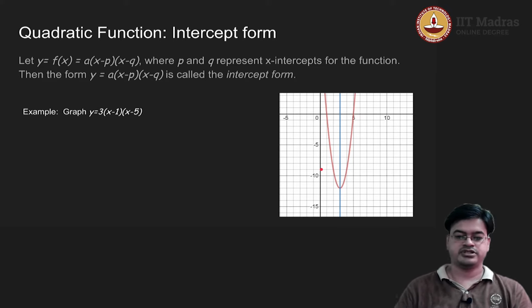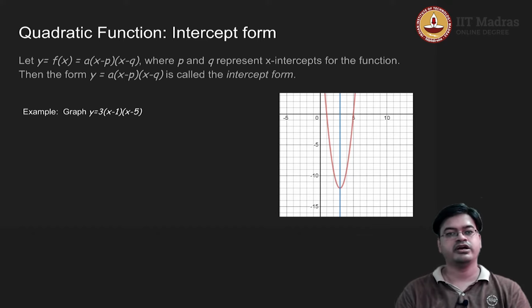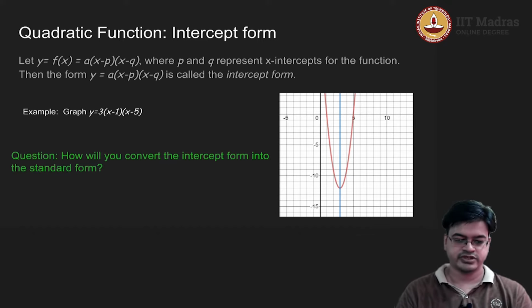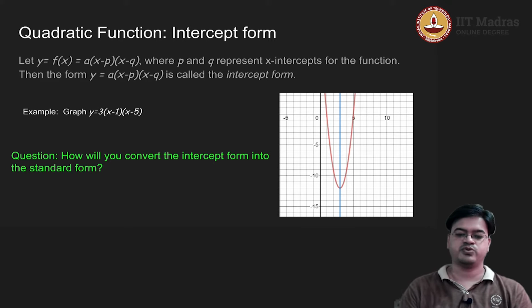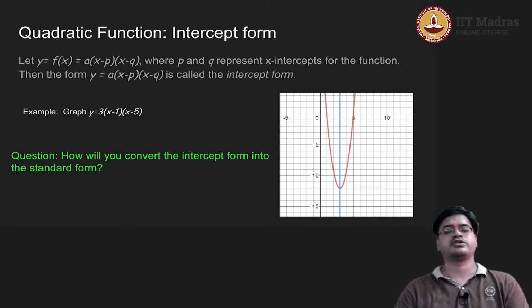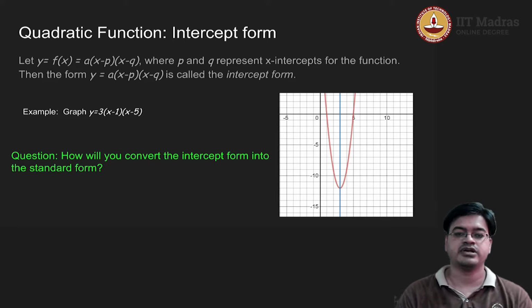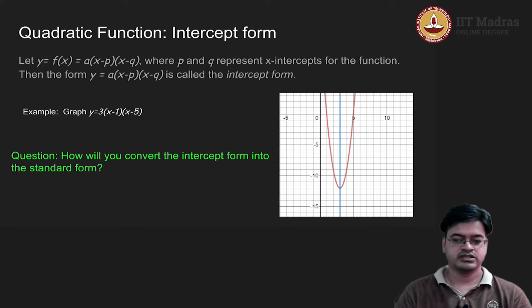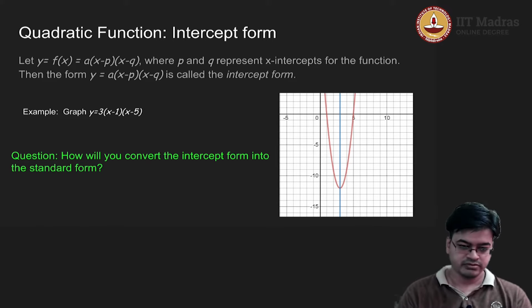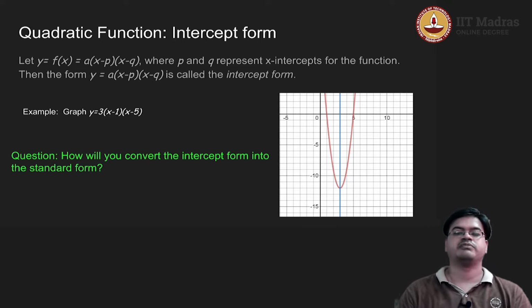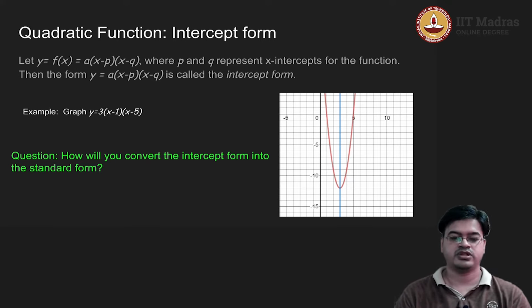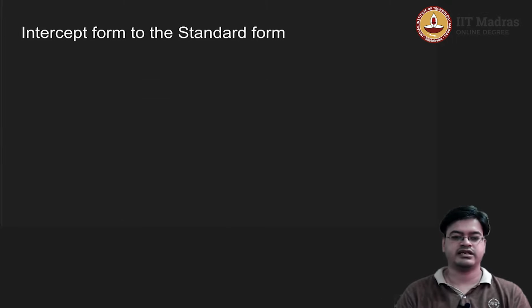Now the main question is, once given this kind of expression, how do you convert it into the standard form? That is the question that I will pose now. How will you convert the intercept form into the standard form? Just by multiplying the two binomials. For multiplying the two binomials, we have one rule which I will state in the next slide.